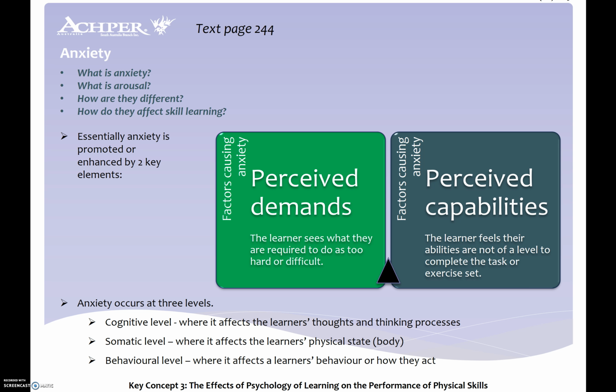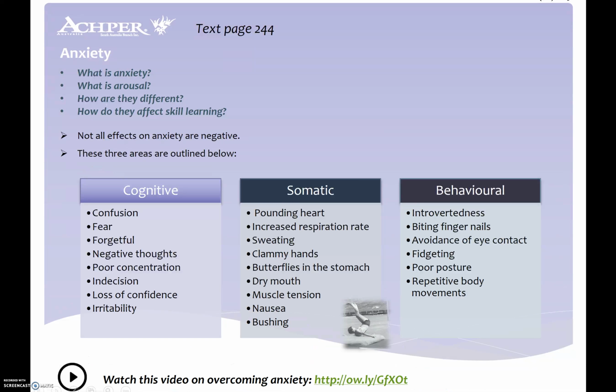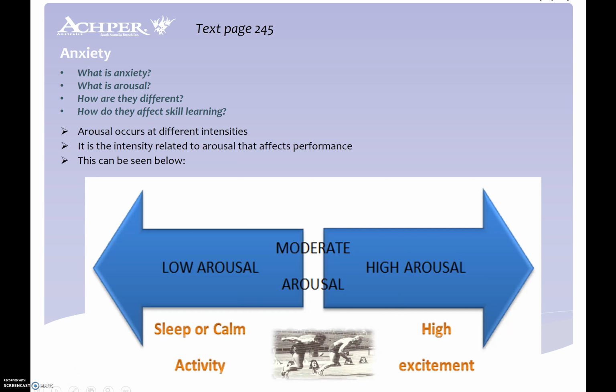It occurs at 3 levels: the cognitive level, where it affects the learner's thoughts and thinking processes; the somatic level, where it affects the learner's physical state; and the behavioural level, where it affects the learner's behaviour or how they act. Not all effects are negative. We can see here the 3 areas outlined below. The cognitive has confusion, fear, forgetfulness, negative thoughts, poor concentration. The somatic increases the heart rate, the respiratory rate, sweating, clammy hands, dry mouth, and nausea. And behavioural includes introvertedness, biting fingernails, avoiding eye contact, fidgeting, poor posture, and repetitive body movements.